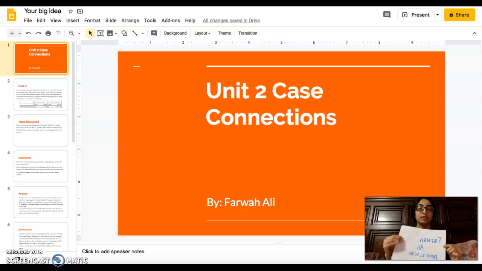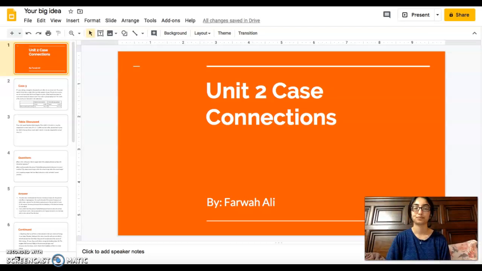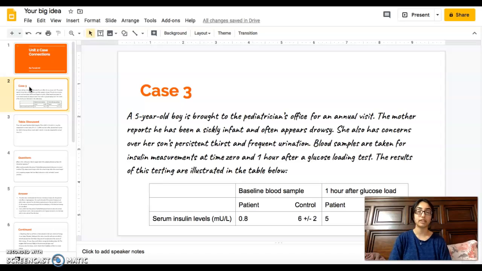Today I will be discussing the Unit 2 case connections. One of the cases I decided to discuss today was case number 3, which talked about a 5-year-old boy who was brought to the pediatrician's office for his annual visit.